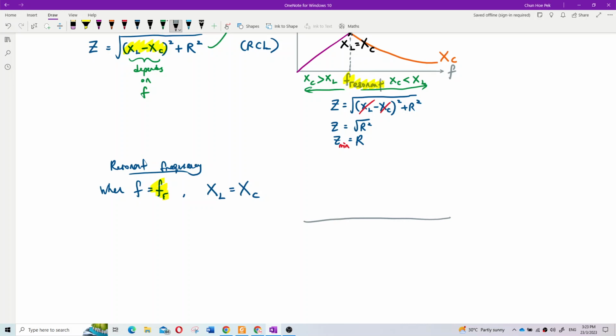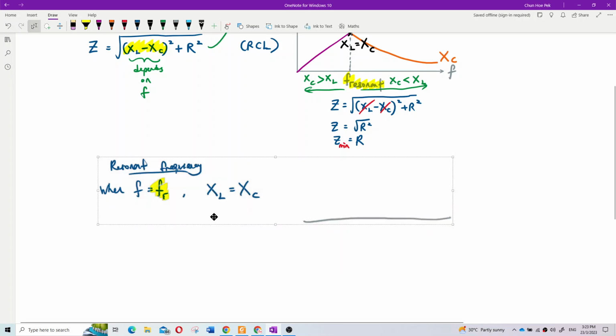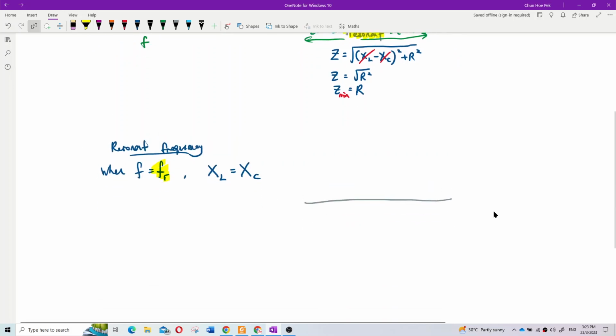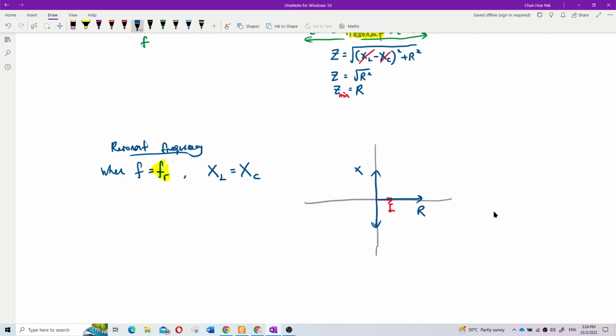I need more space. Okay, the phasor diagram. Actually, I thought I taught you about this, now I teach you again. So current. This is the resistance, and XC and XL are equal value. They are equal value.